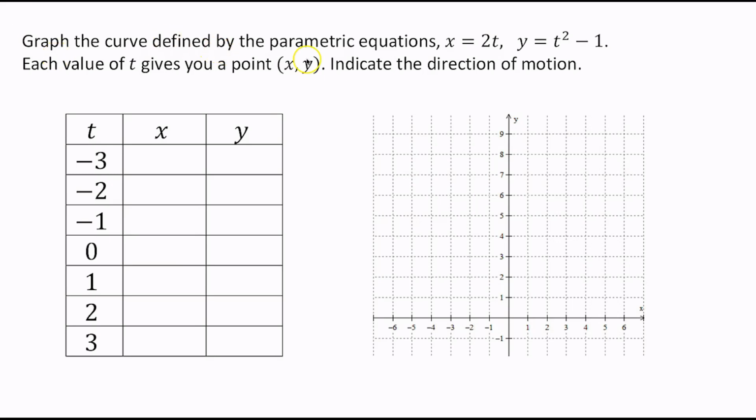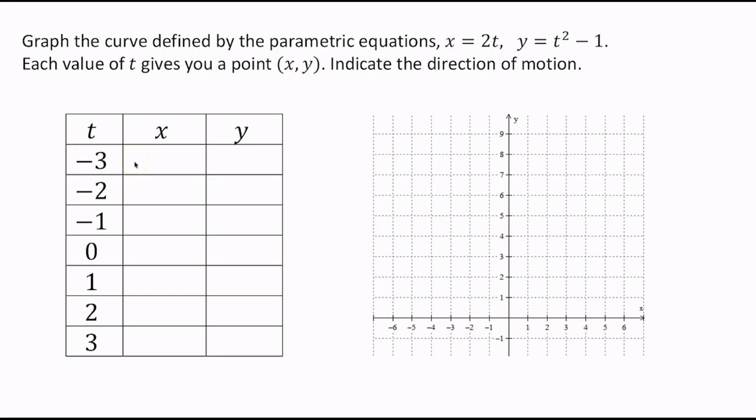Graph the curve defined by the parametric equations x equals 2t and y equals t squared minus 1. So each value of t, the parameter, gives you a point, x comma y. Indicate the direction of motion. So here, instead of just having an xy table, we have a txy table. We're going to substitute in values of t into x and into y. So here, x equals 2t means we're going to multiply t by 2, or we're going to double t every time. So let's complete this first column.